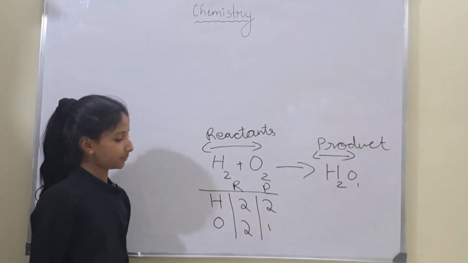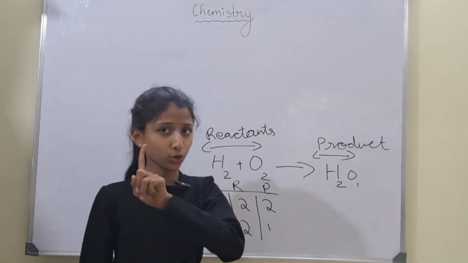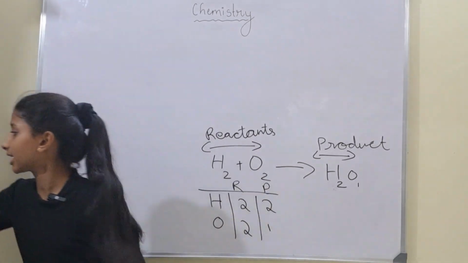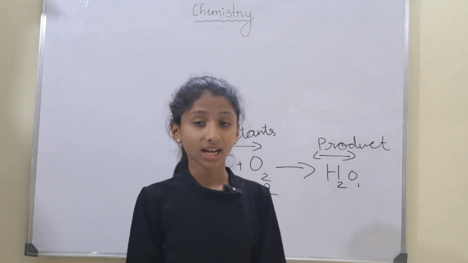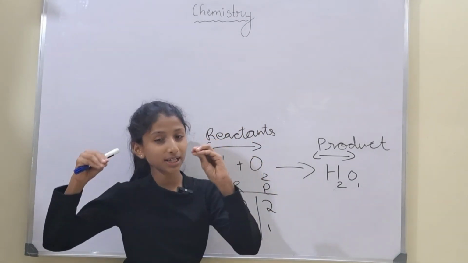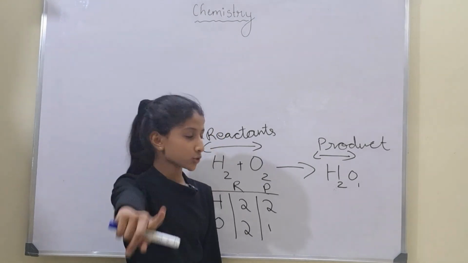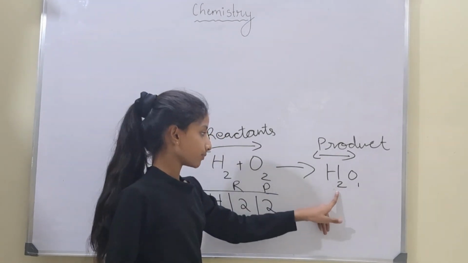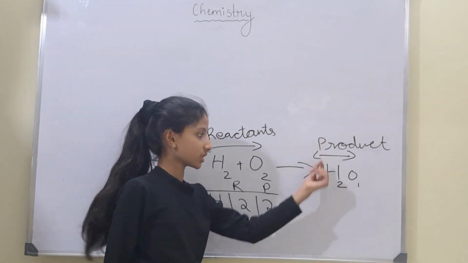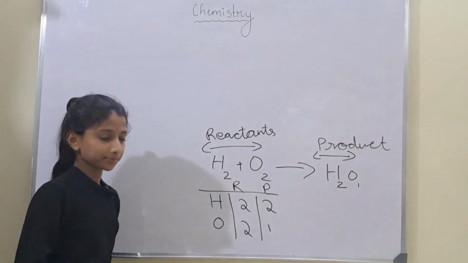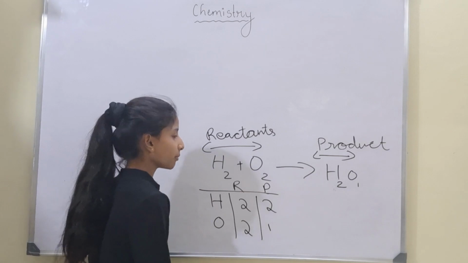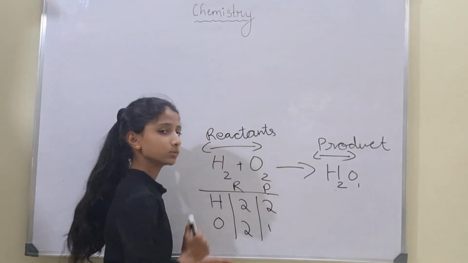Hydrogen is balanced. But is oxygen balanced? No. So how do you make it balanced? You have to remember one important thing. While balancing chemical equations, you are not supposed to change the subscripts. These 2 and 1 are called subscripts, which are written below. You can change the coefficients. Now, I have to make this 1 into 2.